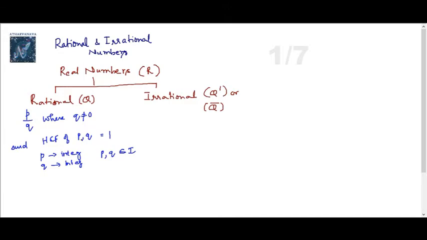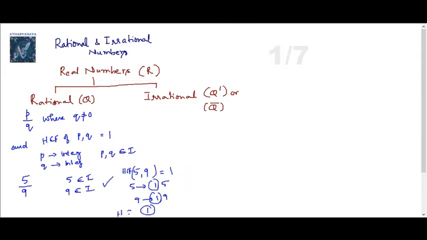But the condition is HCF of P and Q should be 1, which means, say for instance, I write 5 by 9. Take 5. 5 belongs to integer? Yes. 9 belongs to integer? Yes. So the next condition I should check is 5 and 9. What is the HCF of 5 and 9? 1. 5 has the factors of 1 comma 5. 9 has the factors of 1 comma 9. What is common between them? Only 1. So 1 is the HCF for both the numbers 5 and 9. So in that condition I can say 5 by 9 is a rational number.